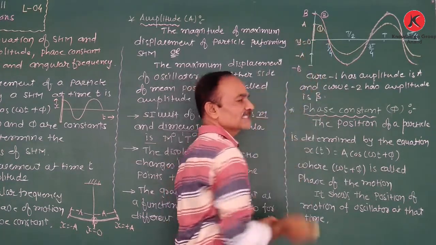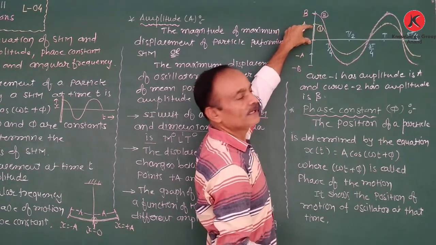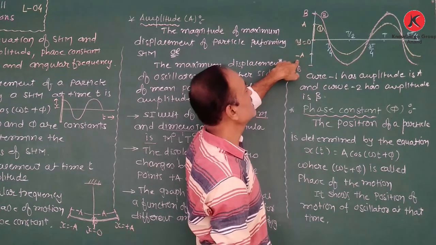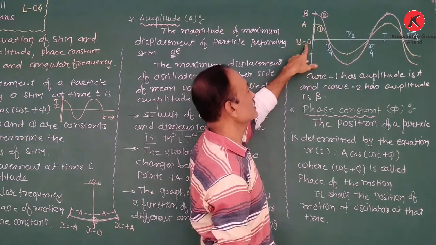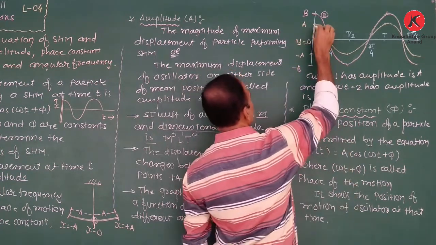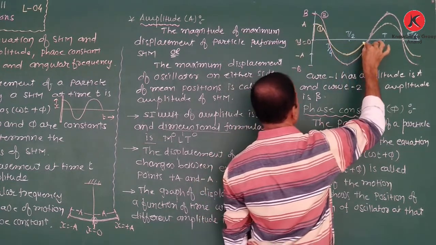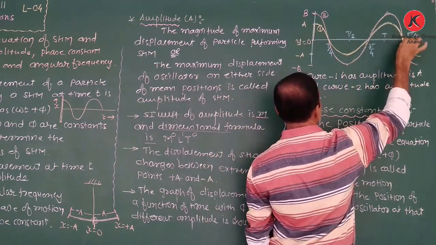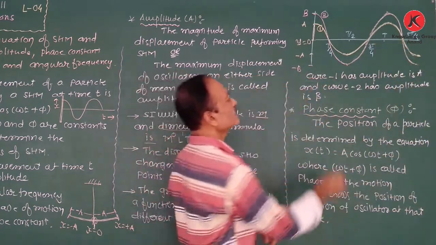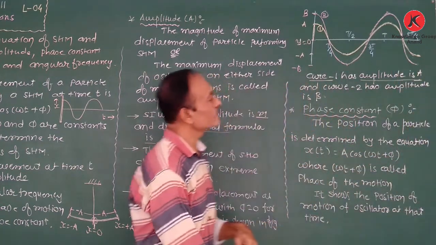So that is the displacement on the upper side of the mean position, and that is the displacement on the lower side of the mean position. Here x is equal to 0, y is equal to 0, that is y is equal to plus A. So the graph of displacement or amplitude versus time is shown in this figure. Here the amplitude of this graph is A. The curve A1 has the amplitude capital A.